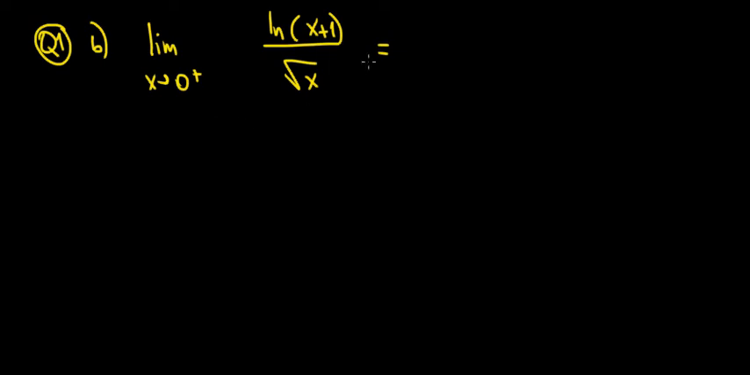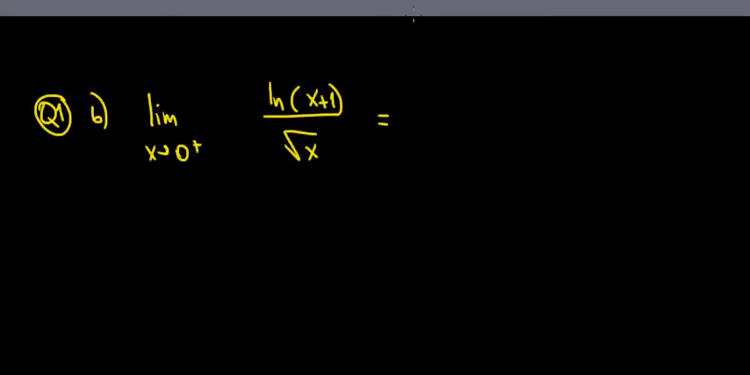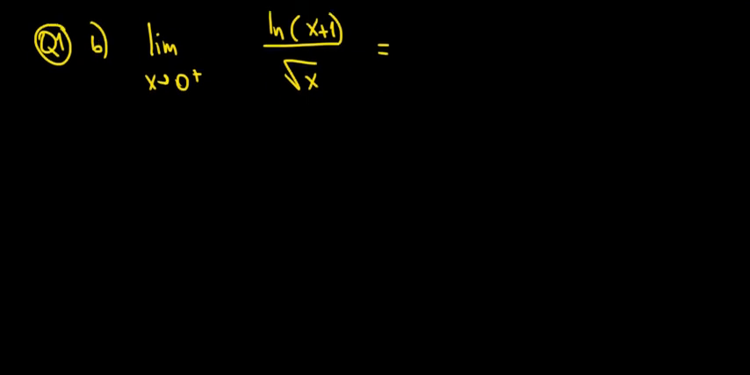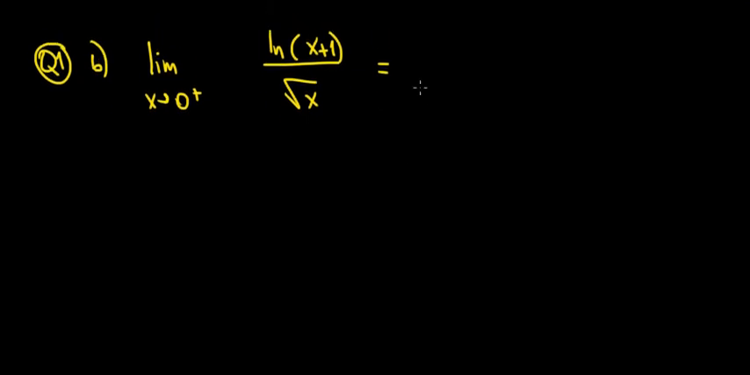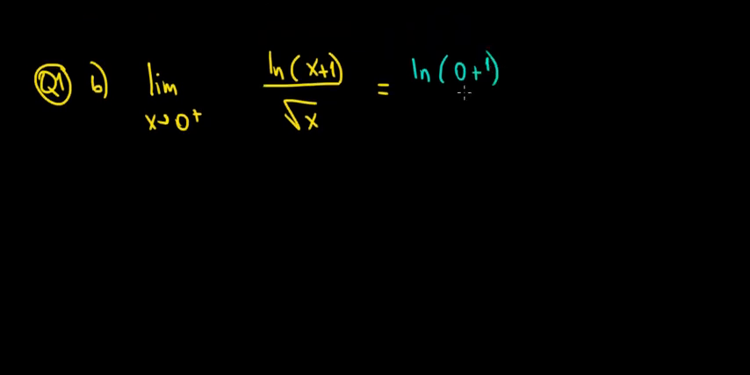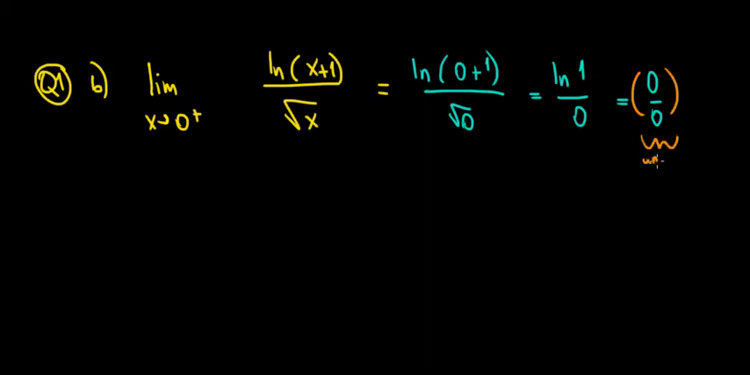So if we approach 0, it means x would get very close to 0, and let's see what value the function would approach. Well, if x gets very close to 0, we would have ln of 0 plus 1 divided by square root of 0. ln of 0 plus 1 is just ln of 1, square root of 0 is just 0, ln of 1 is 0, divided by 0. In math, 0 divided by 0 is undefined, so all these clever mathematicians still didn't come up with a solution for it, so we still leave it as undefined.